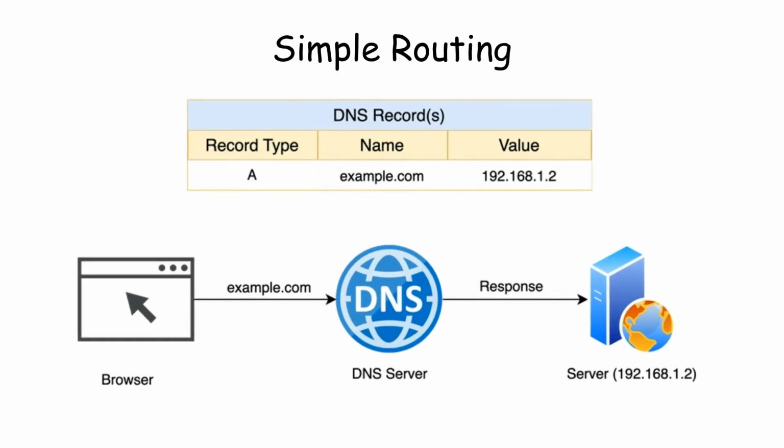Simple routing is the most straightforward DNS routing policy. It directs all incoming requests for a domain name to a single, specific resource. Think of it as a direct line. Every time someone types in your website address, they are sent to the exact same server. This method is ideal for websites or applications with a single server, or for services where all traffic is intended for a single endpoint, making it easy to set up and manage.